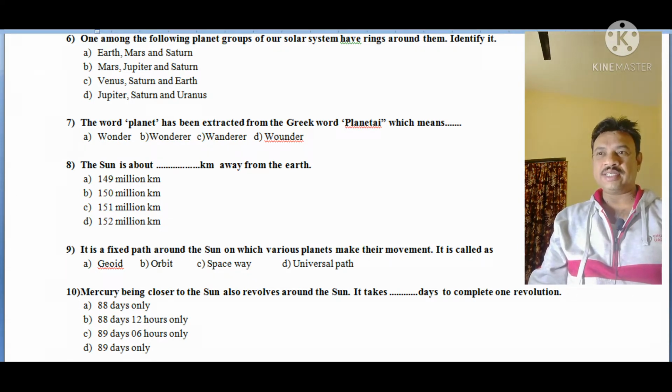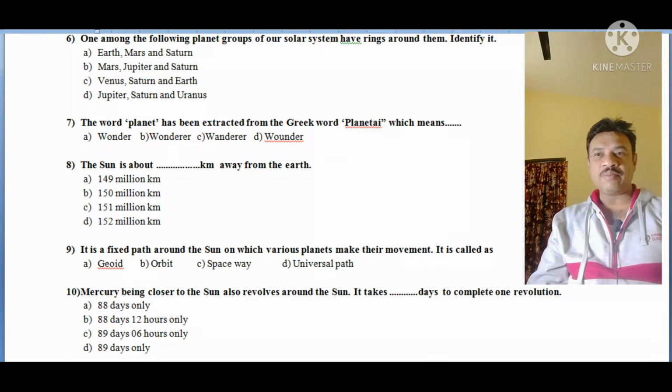Question number 9 says it is a fixed path around the sun on which various planets make their movement. It is called as geoid, orbit, spaceway, or universal path. Now, geoid is the shape of the earth. The earth has its own shape and its own identity. That is what we can call geoid. And the second one is orbit. That is exactly the correct answer. Spaceway is not in the textbook, and there is no universal path either. So C and D are wrong options, and only B is the correct option.